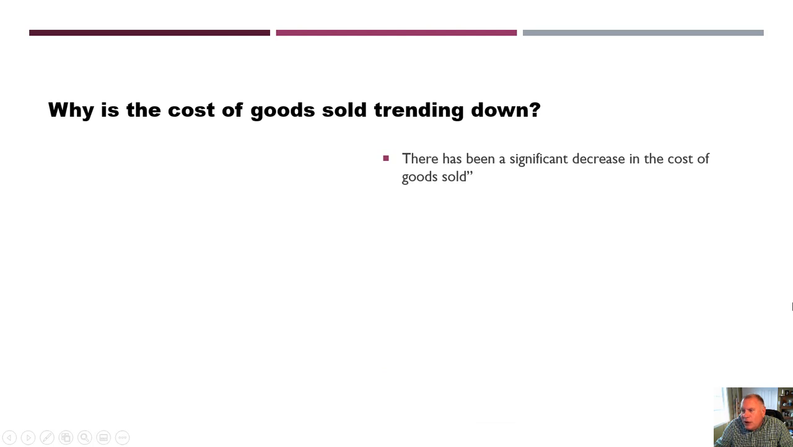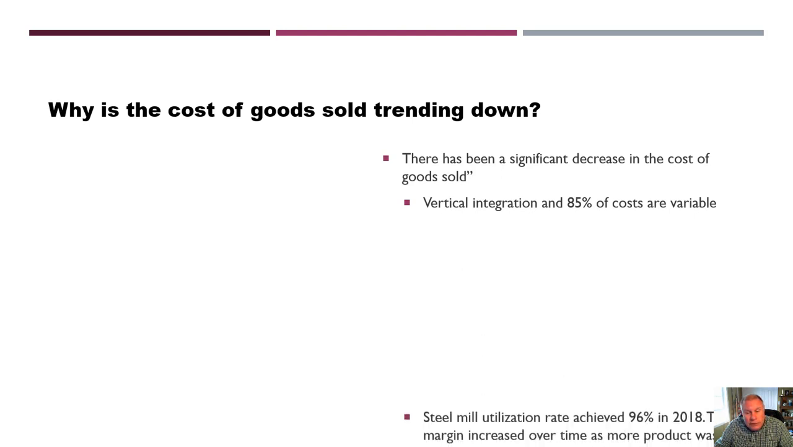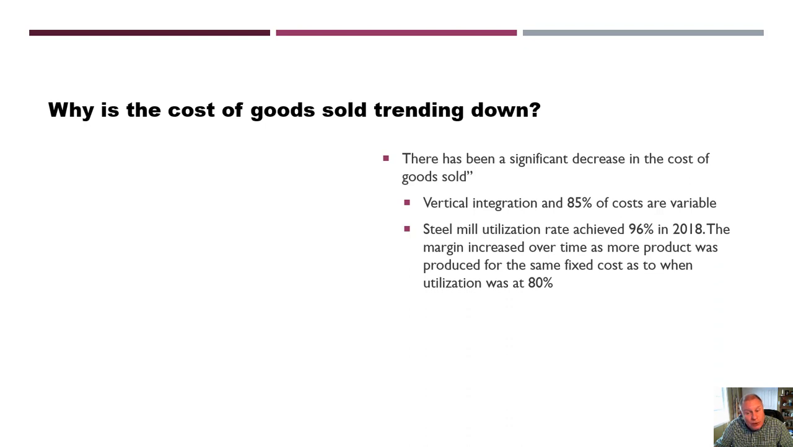Why is the cost of goods sold trending down? There's been a significant decrease. Vertical integration at 85% of the costs are variable. Steel mill utilization achieved 96% in 2018. The margin increased over time as more product was produced for the same fixed cost as to when utilization was at 80%. So we have a capacity to produce X, but in the past we were only using, say, 80% of it, but we had 100% of that cost. Now it's 96%, so we're using more of the capacity without having to add costs.